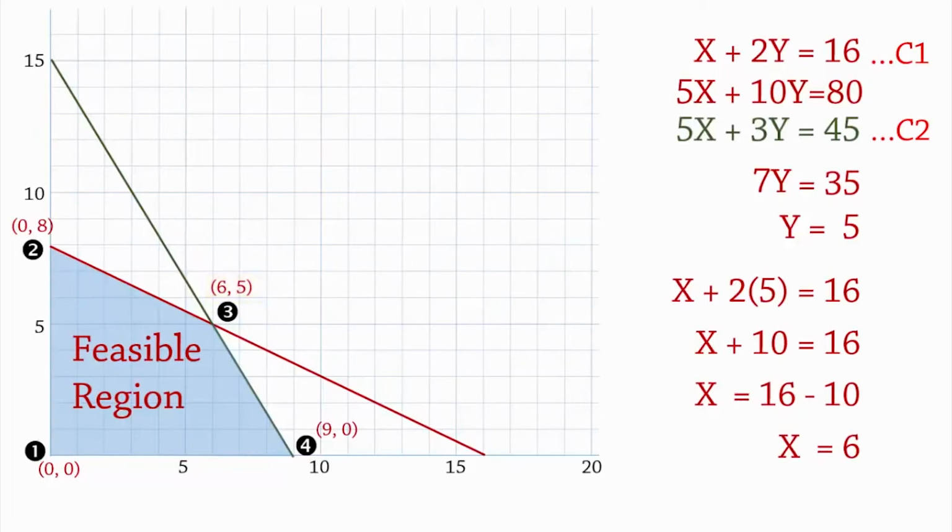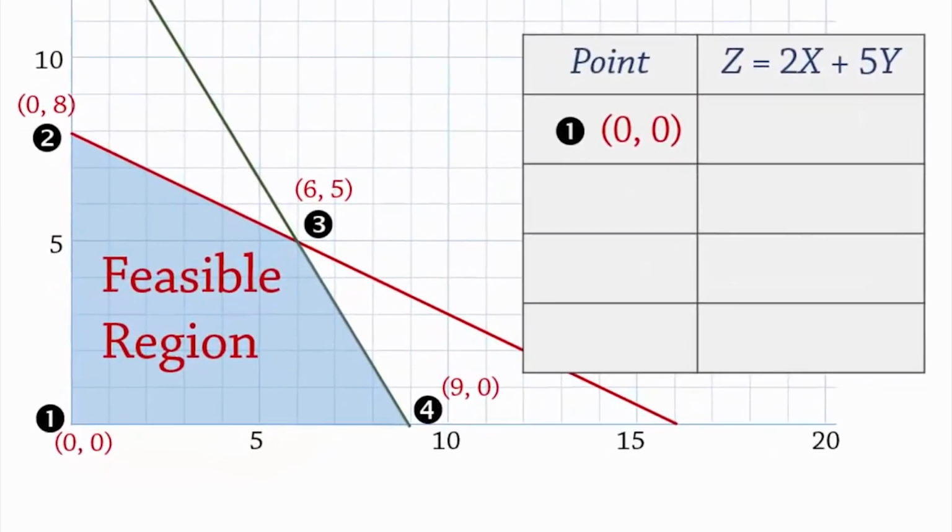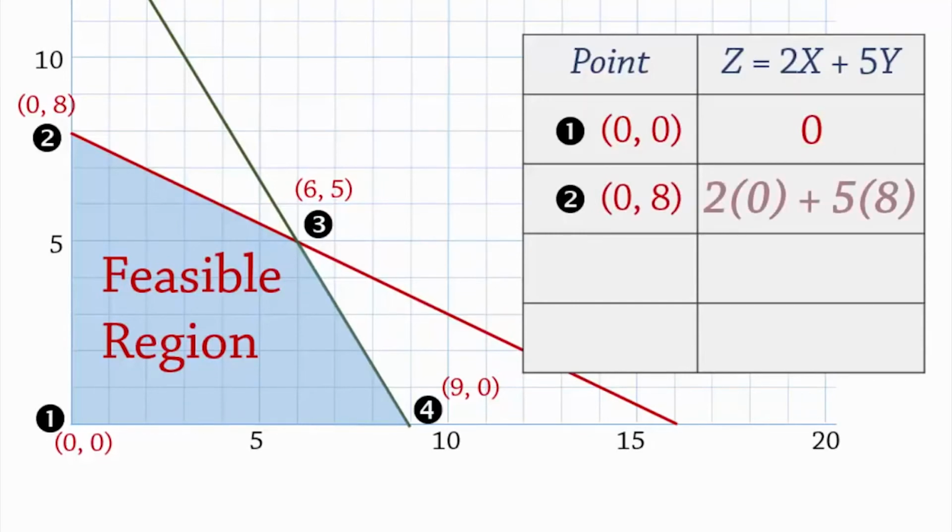Next, we determine the optimal solution point by finding the corner point that gives the best value of the objective function. The objective function was to maximize 2x + 5y. As you can see here, the objective function, or its value, is sometimes represented with z. So now, the xy coordinates at point 1 are (0, 0), and substituting that in the objective function gives 2 times 0 plus 5 times 0, which equals 0. And at point 2, we have (0, 8). So the objective function value is 2 times 0 plus 5 times 8, which equals 40.